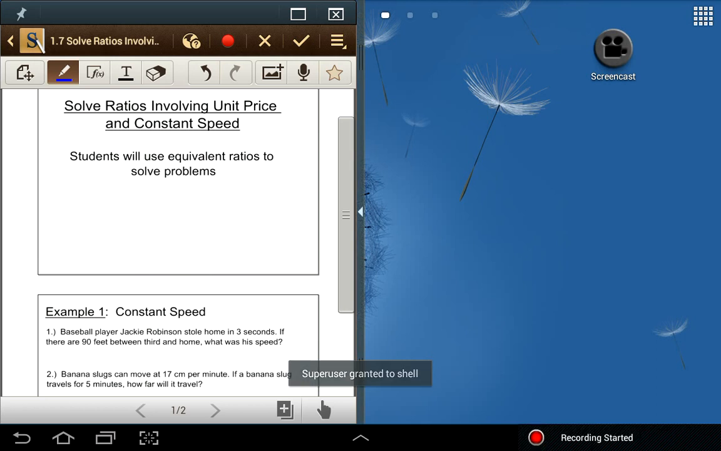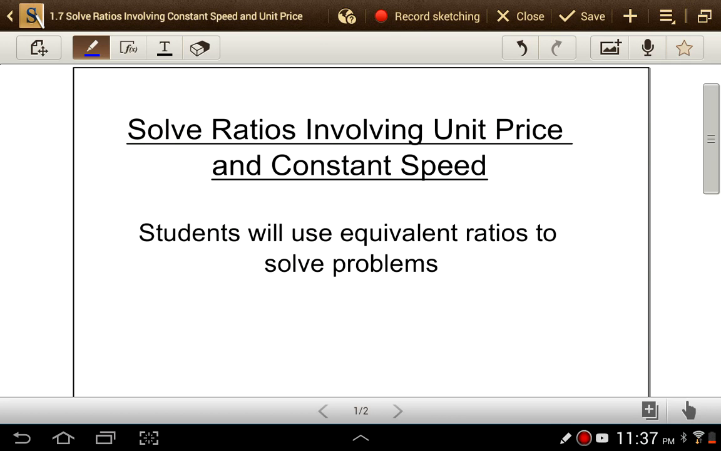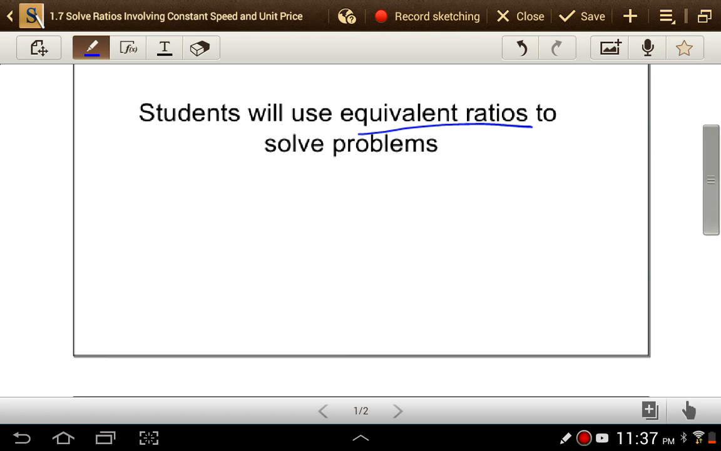Here's how to solve ratios involving unit price and constant speed. We are going to use equivalent ratios to solve these problems, which means we're going to write a ratio based on the information we know, and then we're going to create a second ratio based on the information we're trying to find out. Here are our examples.